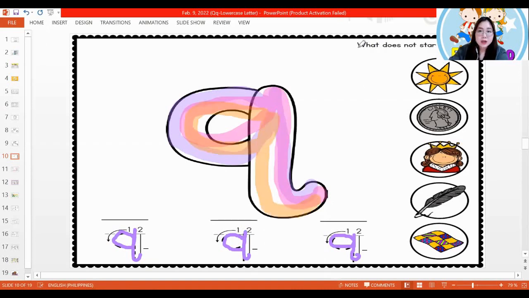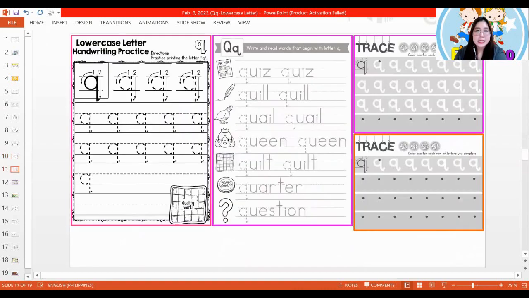So now let's color the pictures on the side. So we have Q is for quarter, Q is for queen, Q is for quill, and Q is for quilt. Sun, is sun included? No, sun starts with the letter S. So we put an X mark. So we already have our lowercase letter P. Let's continue writing the lowercase letter.